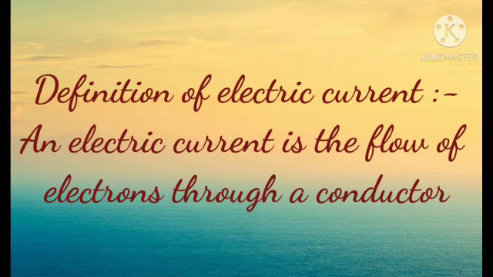An electric current is the flow of electrons through a conductor. In other words, we can say that electricity flows due to the conduction of negatively charged electrons.